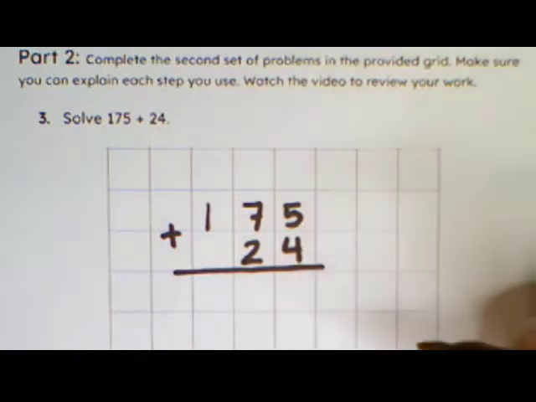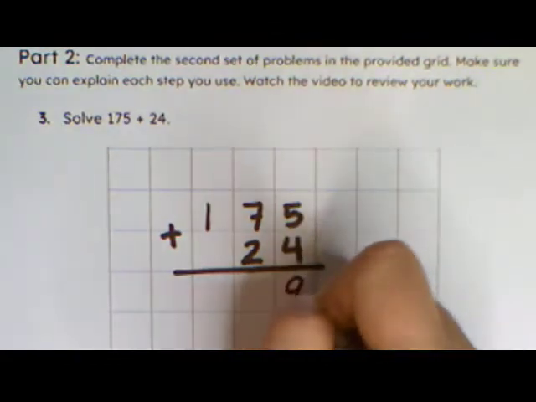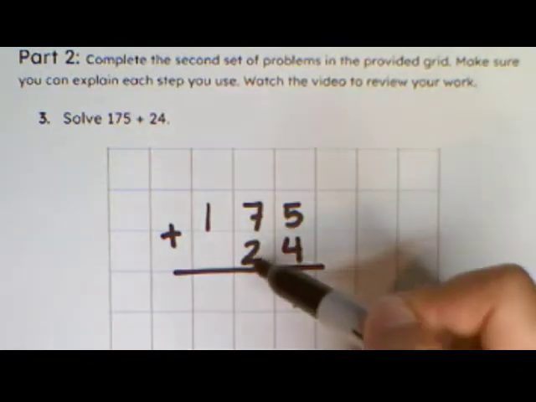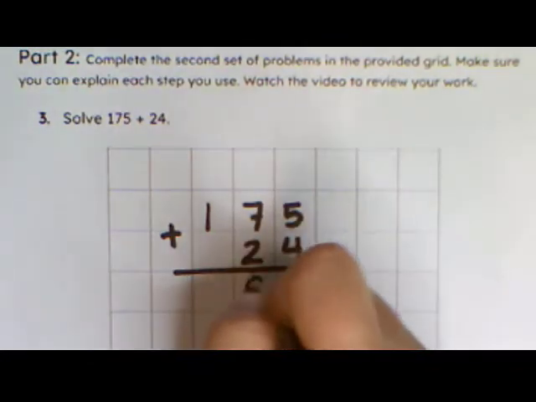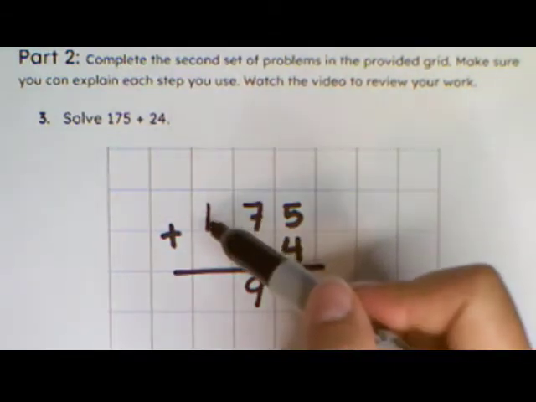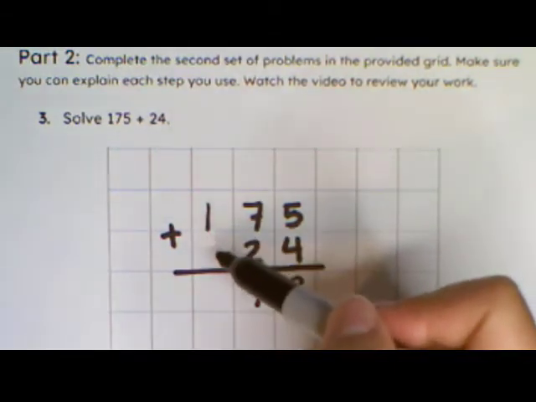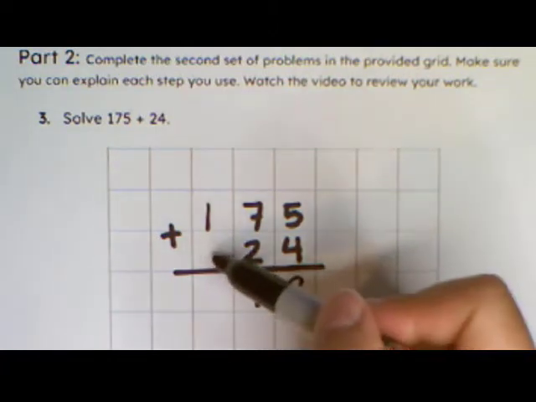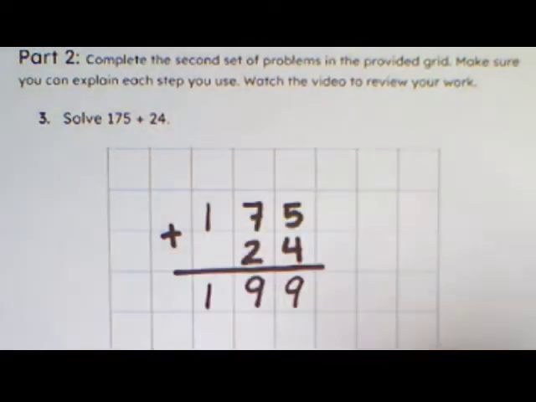I'm going to make sure I line up my ones, my tens, and then I have that 100. 5 ones and 4 ones is 9 ones. 7 tens and 2 tens is 9 tens. And then just that 100, now there's nothing here. It's the same as saying there's 0 there. I have 0 hundreds in this position. So 1 and 0 gives me 1 hundred. So my final answer is 199.